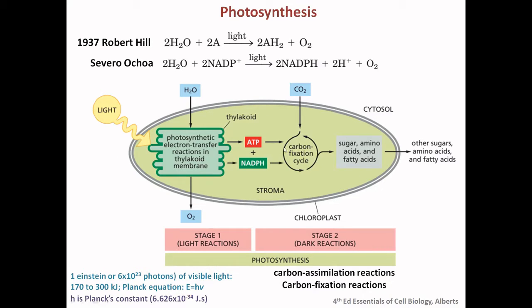We have also discussed this in the last lecture. The important point here is that this is called the dark reaction, but the most appropriate terminology is the carbon assimilation reaction or the carbon fixation reaction, because the atmospheric carbon dioxide is fixed, or used, in preparing the glucose or the carbohydrate. In this, one Einstein, or 6 into 10 to the power 23 photons of visible light, equals 170 to 300 kilojoules according to Planck's equation, E equals h nu, where h is Planck's constant, which stands for 6.626 into 10 to the power minus 34 joule second.